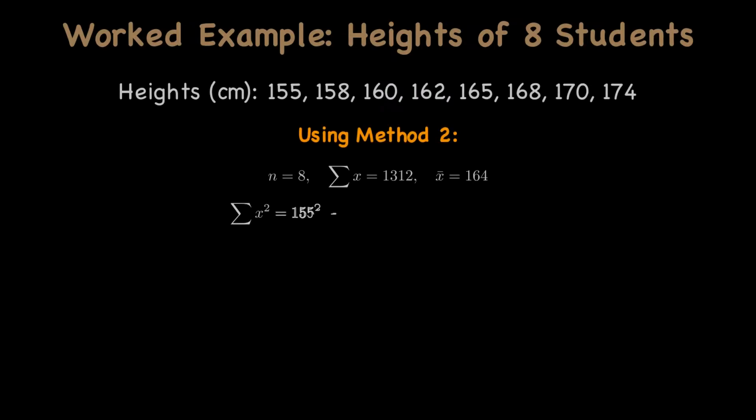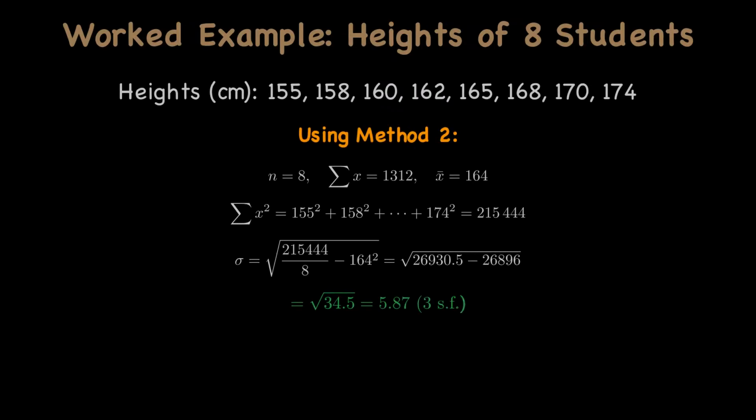Here's a medium difficulty example. The heights in centimeters of 8 students are shown. Using method 2, n equals 8, the sum of x is 1312, and the mean is 164. The sum of x squared is 215,444. Sigma equals the square root of 215,444 over 8 minus 164 squared. That's the square root of 26,930.5 minus 26,896, which equals the square root of 34.5. Sigma equals 5.87 to 3 significant figures.